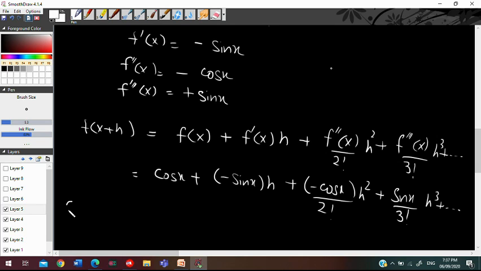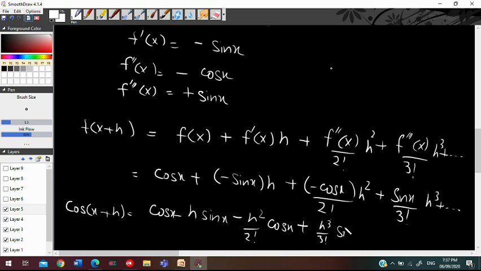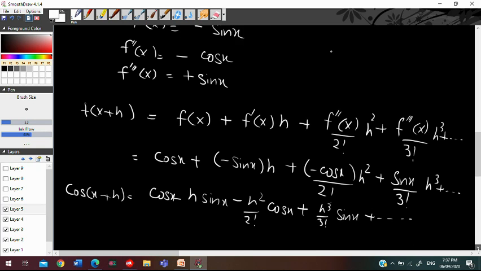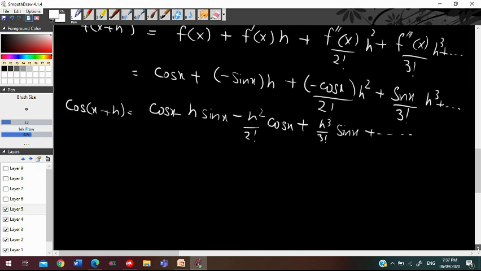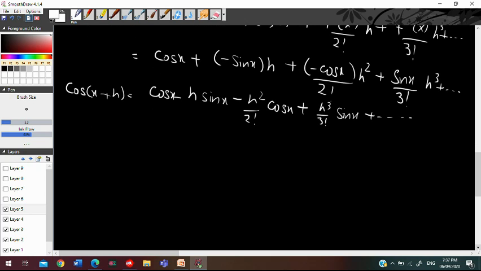Now f of x is equal to cos of x plus h, which is cos of x minus h sin of x minus h square by 2 factorial cos of x plus h cube by 3 factorial sin of x, up to so on. So from this step we have this equation, which represents Taylor's theorem.